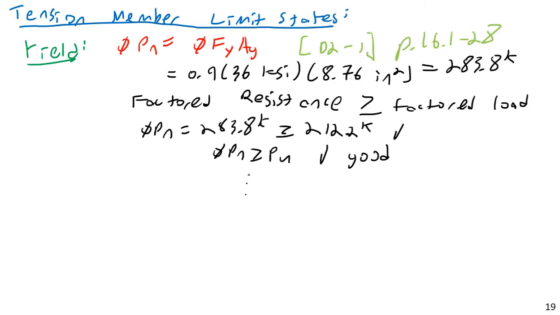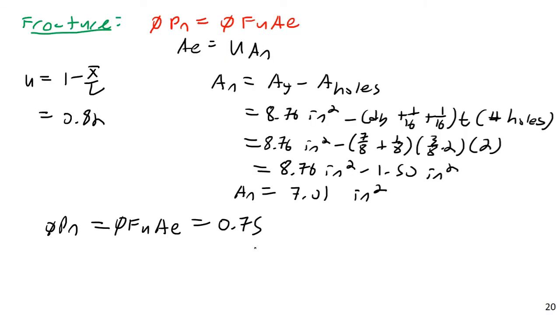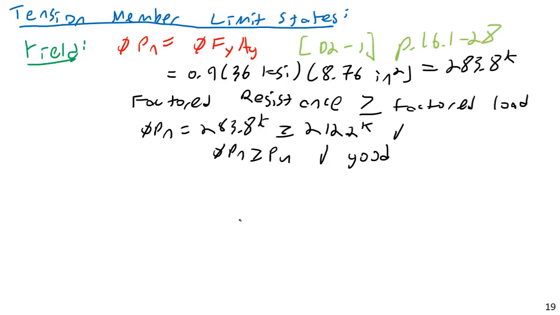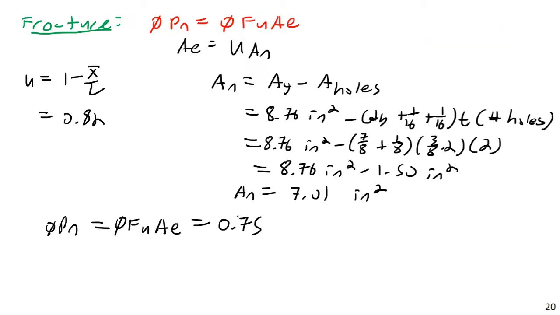For yielding here, we used a higher factor. For fracture, we're using a lower resistance factor than yielding because fracture is a more critical failure mechanism. It's much worse if something fractures or breaks in half than if it just yields or stretches too much.